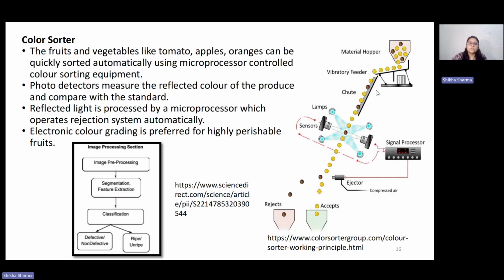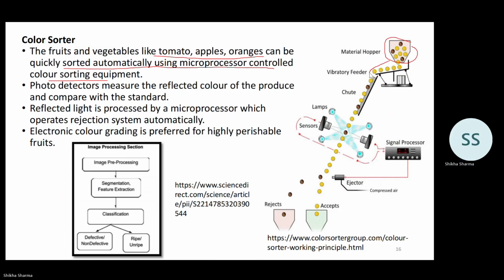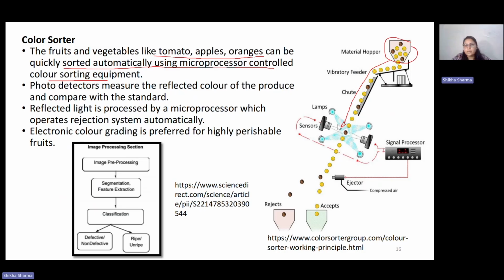So how do these color sorters or color graders work? Fruits and vegetables like tomatoes, apples, and oranges can be quickly sorted automatically using microprocessor-controlled color sorting equipment. From the feed hopper, the different food products come into the region where different photo cells are placed at different angles.